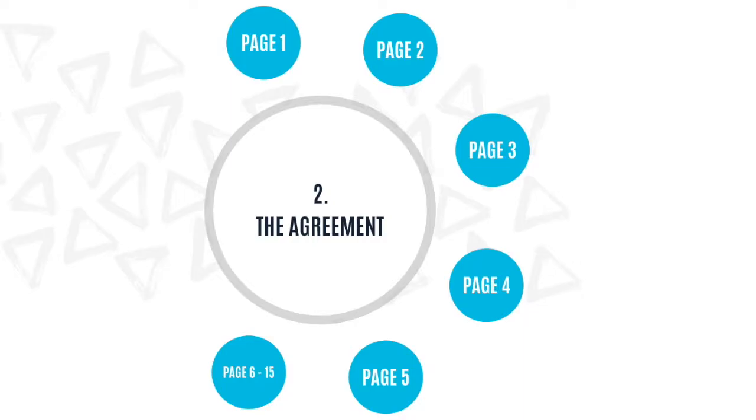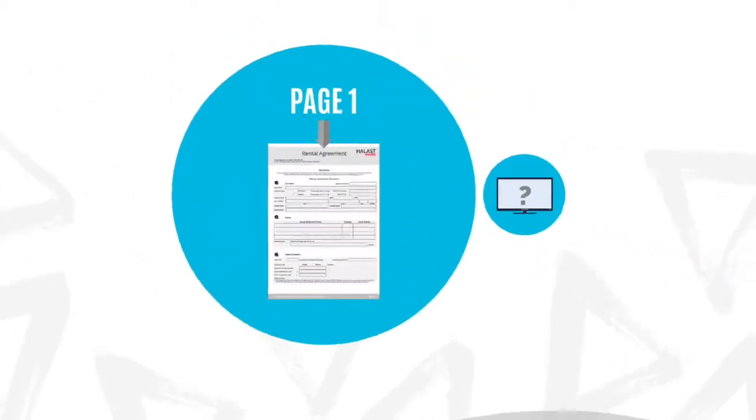The document is only 15 pages in length, and even better, it's only the first 5 that require either information to be completed or customer signatures. We'll now take a closer look at each page individually so you're comfortable with the agreement when completing with the customer. As we move through each page, we'll highlight the sections that are contained on each page and then have a closer look at what needs to be filled in and how. Let's dive into page 1.